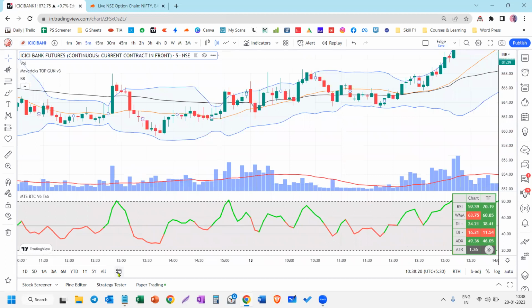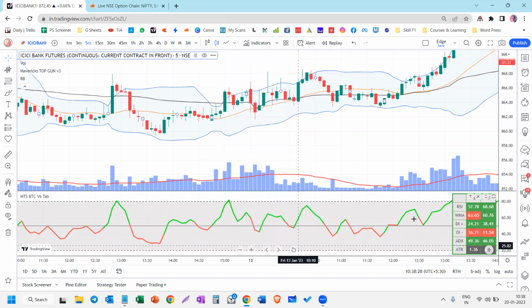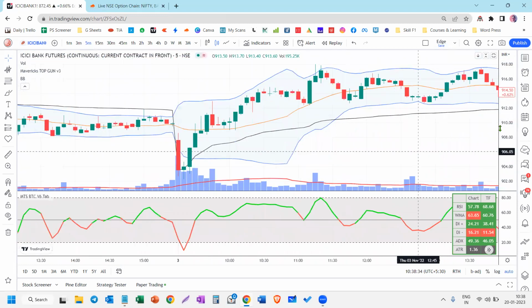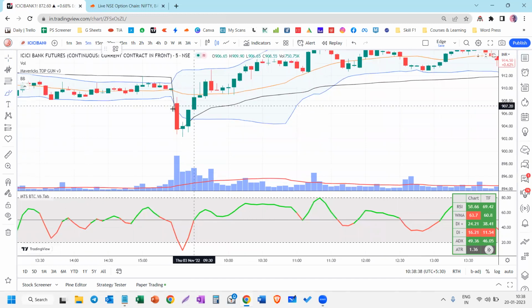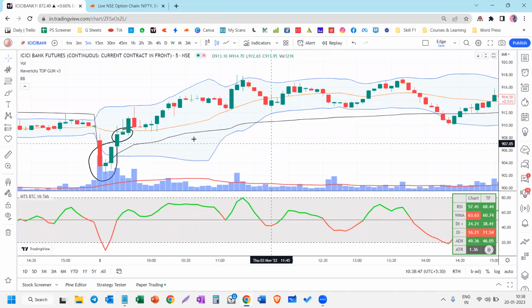In fact, let's go back in time and look at maybe November so that we see that these patterns repeat again and again. See over here. Wow. Above the VWAP, that's our trigger. Above the 20 SMA, we enter. 5 lots, 30-40 points out. No need to play the whole day.